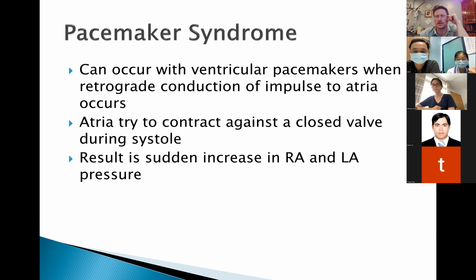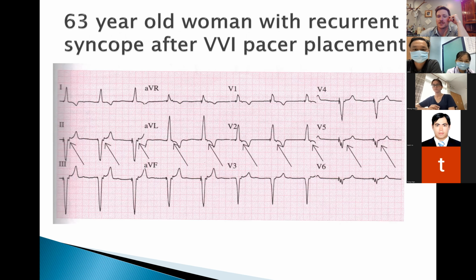And this would be mostly diagnosed by interrogation of the pacemaker, but there are some EKG findings that you can see. And that's this patient. So you have a 63-year-old that comes in with recurrent syncope after a ventricular pacer placement. And so these arrows are kind of high. So we see our pacer spikes before our QRS, but then what are the arrows pointing to?